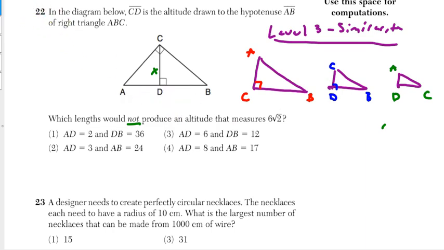All right, so to do this all over again, we're going to skip, well, 1's out. Let's try number 4 now. AD is 8, AB is 17. Sorry, AB is 17. Let me just look at this for a second. Just want to make sure that's right. No, that might be right. Never mind. Let's not do that one. All right.